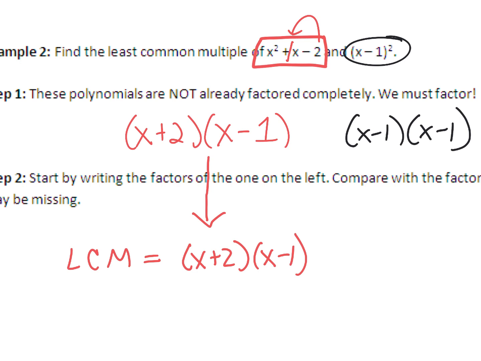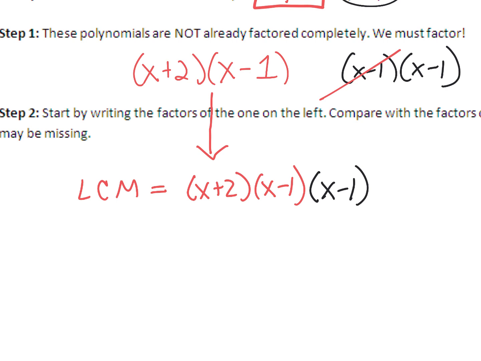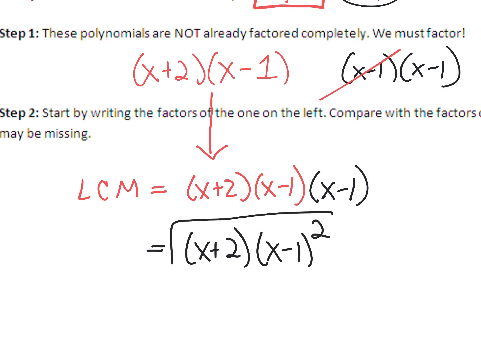Yeah, I had one of them written down already. One of them's written right here. So I only need one more. There's only one more missing. Yeah, and then, you know, the big kids would write that as x plus 2 times x minus 1 squared. So that is your LCM or LCD for the original problem.